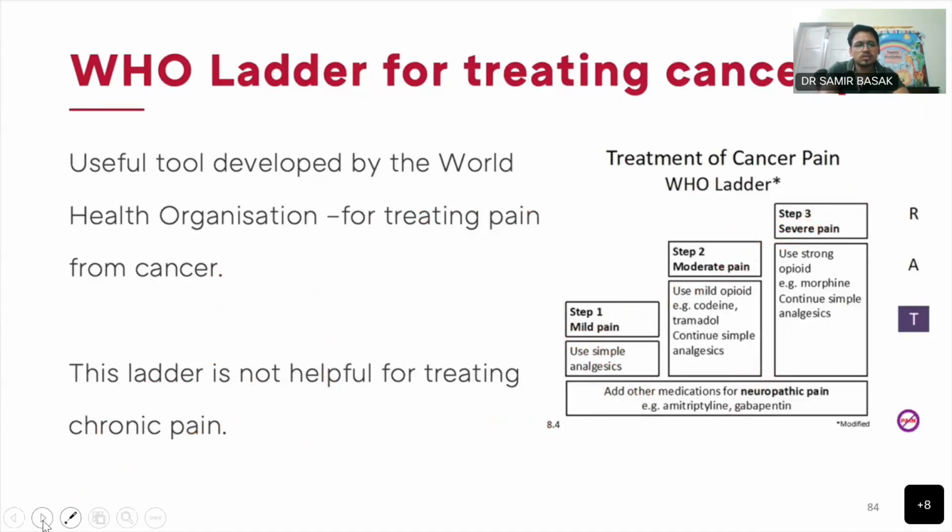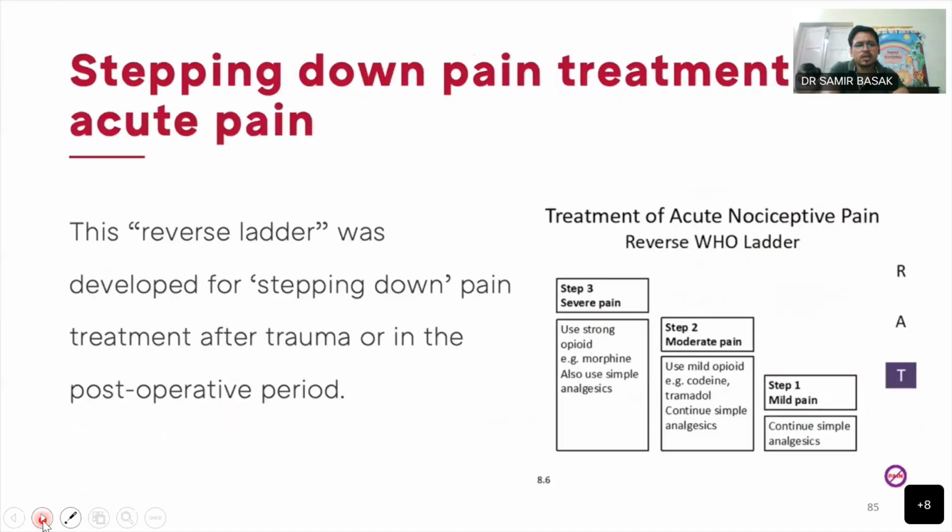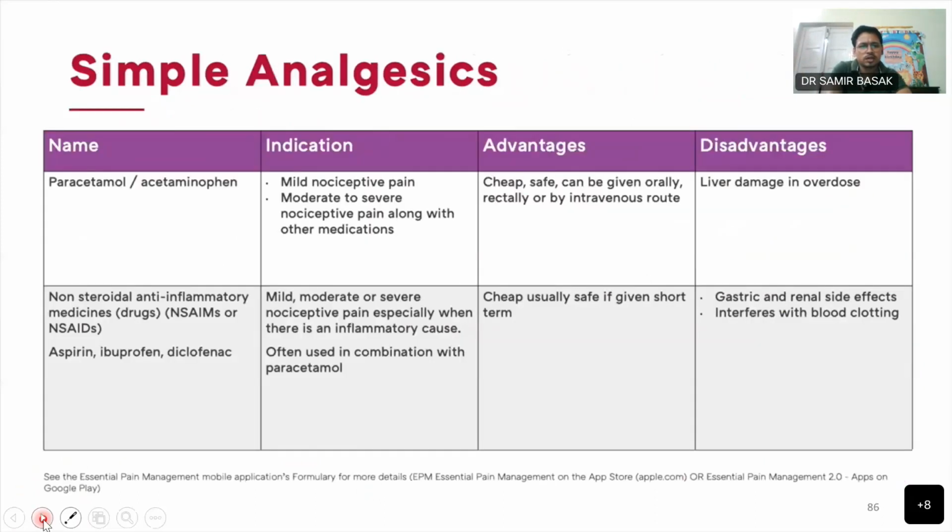So we should step up or step down the pain ladder as required. This is a reverse step ladder after the post-operative period of trauma, as we told earlier. Immediately strong opioid, then mild, then paracetamol or other medication. Reverse WHO ladder. And there are some indications for the medication, which medication should be used in which condition.